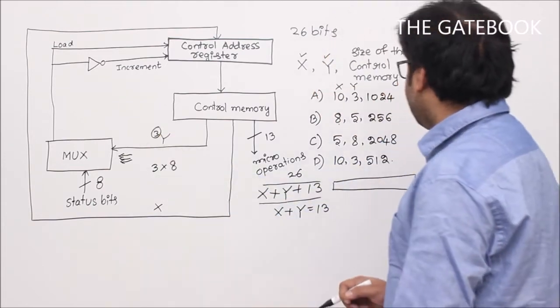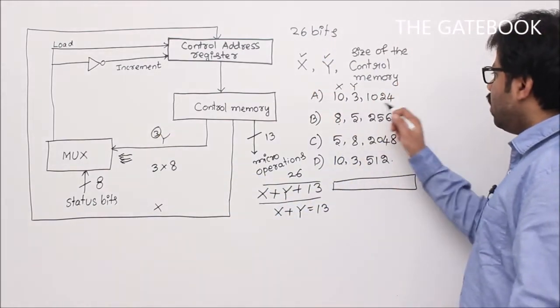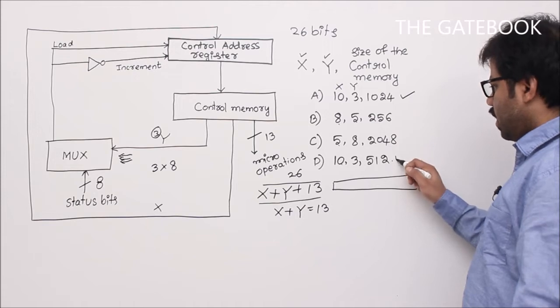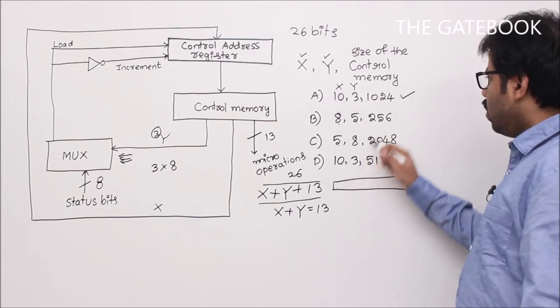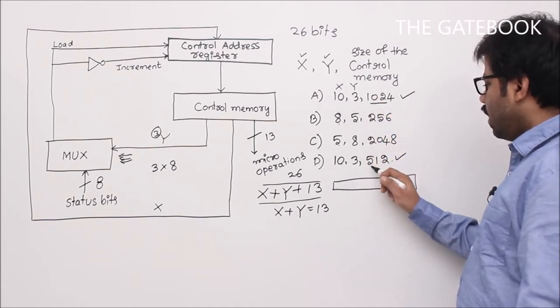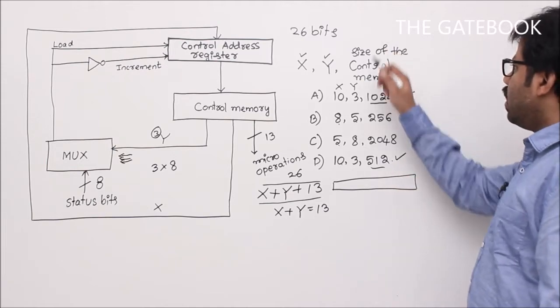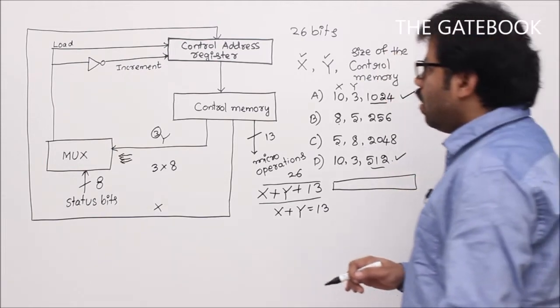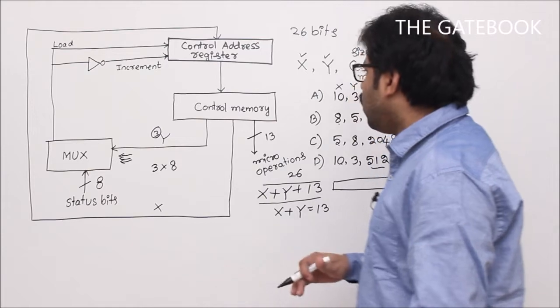Directly go to the options. Y value should be 3, correct? So either option A or option D. Now 10 and 3 with 1024, or 10 and 3 with 512. Which one? It depends on the size of the control memory. Now we will come to the size of the control memory.